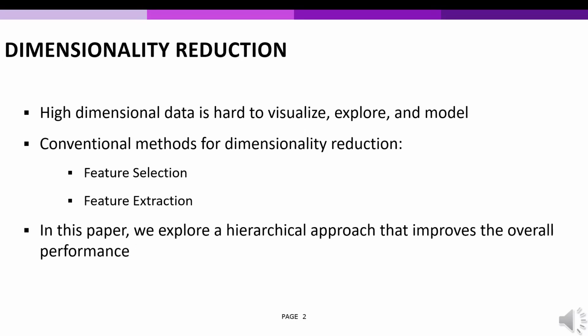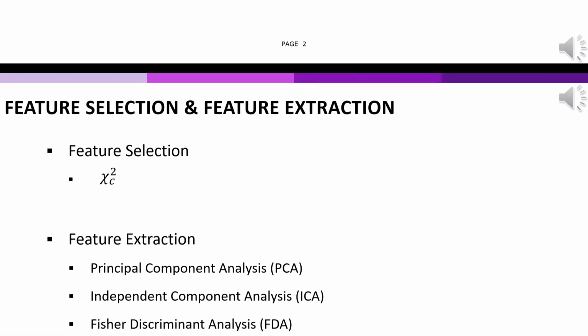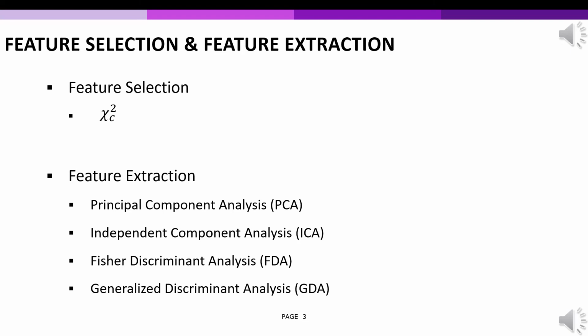Two common approaches to achieve a lower dimension are feature selection and feature extraction. Feature selection selects the best subset of features to build a machine learning algorithm on. In this paper, we use chi-squared feature selection to determine whether a result is statistically significant or just occurred by chance by using hypothesis testing.